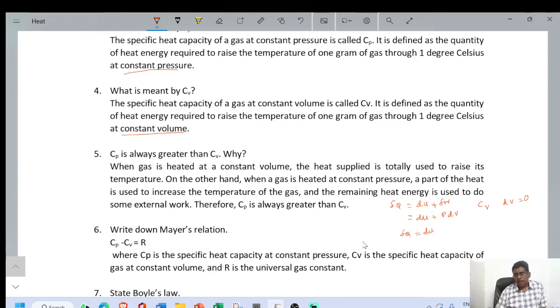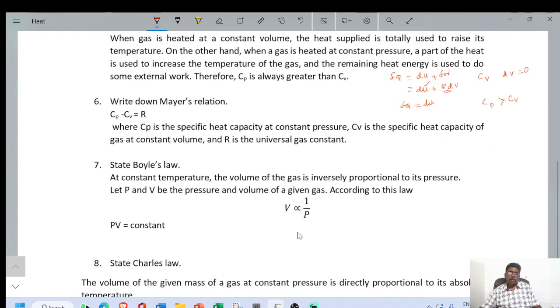The given energy is totally used to increase the internal energy, that is temperature of the system. Whereas in the case of Cp, part of the energy is used to increase the temperature of the system and the remaining energy is used to carry out some work. So we need more energy to increase the temperature of the system in the case of Cp. Therefore Cp is always greater than Cv.